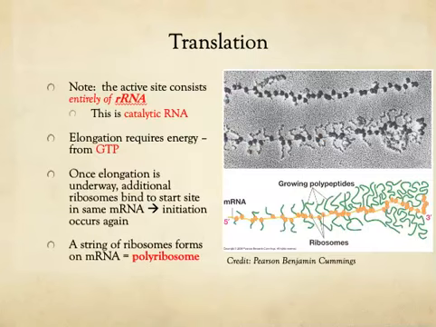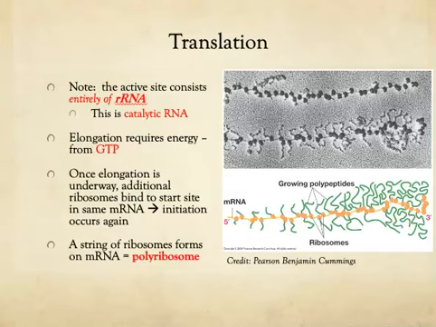Remember that both subunits of the ribosome contain protein and rRNA. But it's interesting to note that the active site in the large subunit, the part of the ribosome that is capable of building a peptide bond, consists entirely of rRNA. The active site of the ribosome is catalytic RNA.